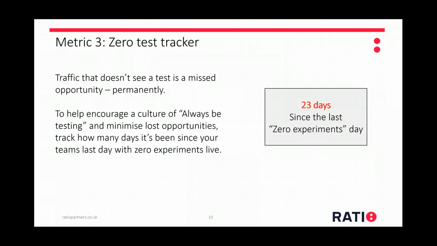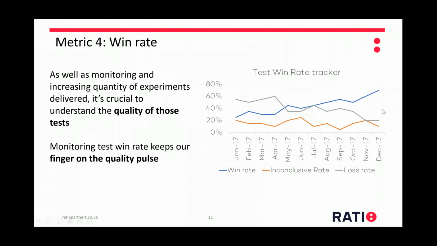A very bad thing is if we have no tests running on our website for a period of time, that we want to avoid at all costs. So I suggest that you have a zero test tracker, and that everyone involved in experimentation is making sure to try and keep that at zero. This is essentially how many days it has been since you had the last zero experiments day, a day when you had no experiments live on your website. Rather than keeping that at zero, you'd want to build up a consecutive streak and always be testing, because if you're not, then you're losing opportunities, revenue, etc.